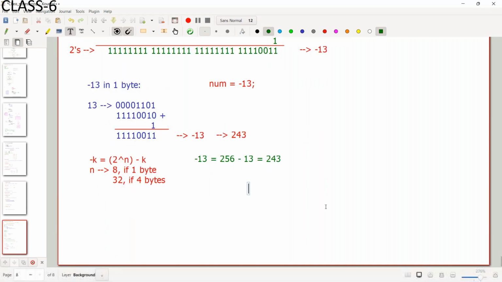Any doubt? Anyone? Till here, is that clear for you?